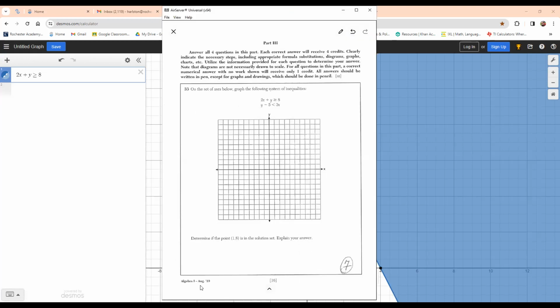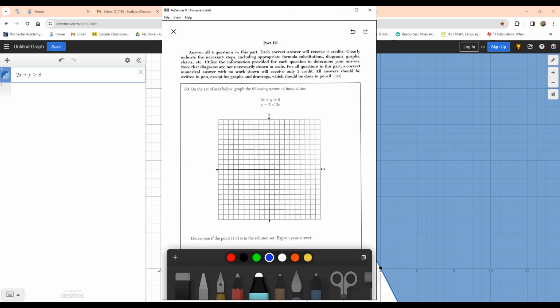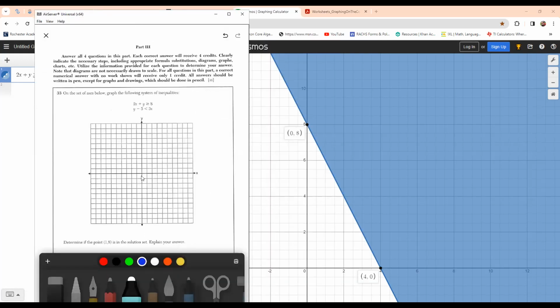So I go to my paper. I'm going to make it blue. My first point, I'll move it over here. It's going to be 0, 8. So I start at 0, go up 1, 2, 3, 4, 5, 6, 7, 8, put my point right there. And then my other point is 4, 0. So I go 1, 2, 3, 4. There are my 2 points. Now all I've got to do is draw a straight line. Grab my ruler, draw a straight line, boom.